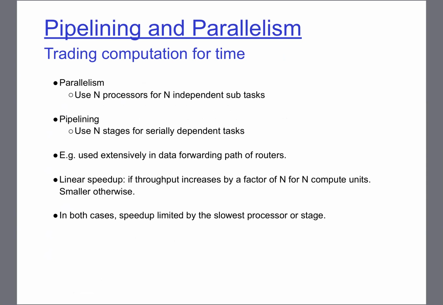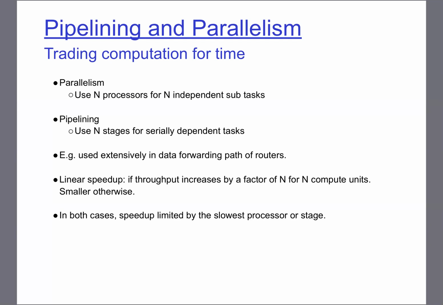So we talked about pipelining versus parallelism. Usually, to speed up computation, you can add more resources, you can add more CPUs, in which case you can execute n tasks in parallel, or you can break up a task into multiple stages and pipeline the various stages so that you can have multiple tasks going through the pipeline at any given time.